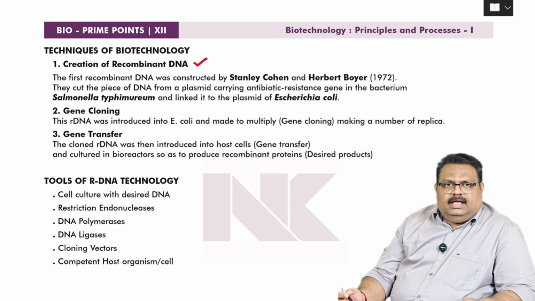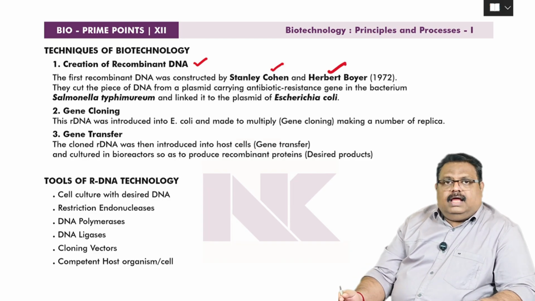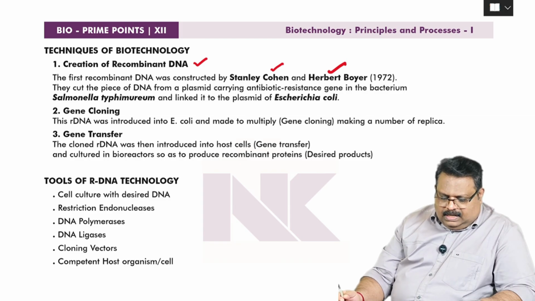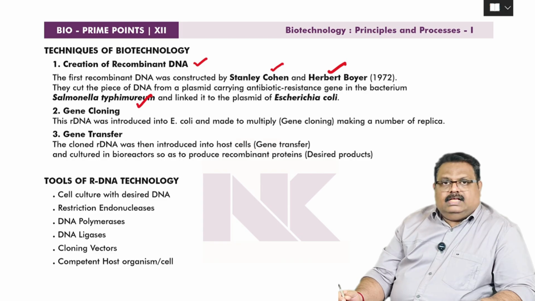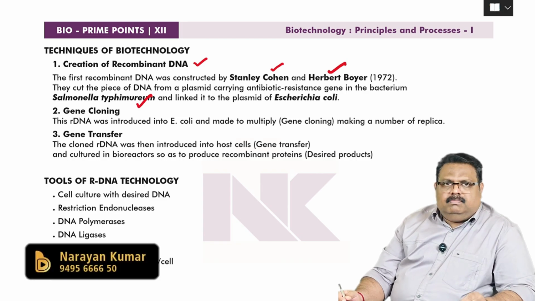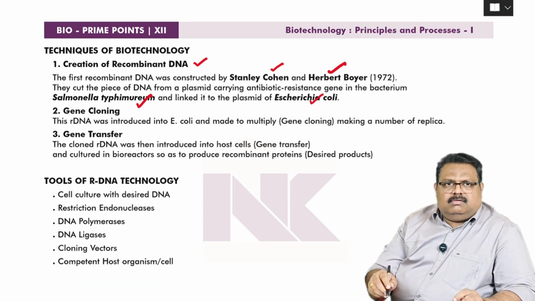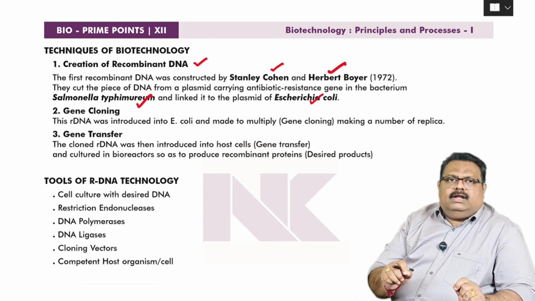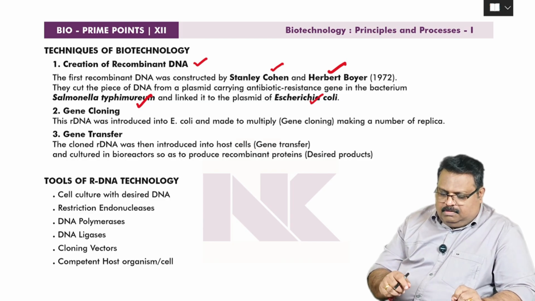The first recombinant DNA was constructed by Stanley Cohen and Herbert Boyer in the year 1972. They cut a piece of DNA from a plasmid carrying an antibiotic resistance gene in the bacterium Salmonella typhimurium and linked it to the plasmid of E. coli, Escherichia coli. That means DNA from Salmonella typhimurium is attached to the DNA of Escherichia coli. Both of these are bacteria, but the DNA from two different strains of bacteria are connected together, forming the first recombinant DNA. And this was created by Stanley Cohen and Herbert Boyer in the year 1972.